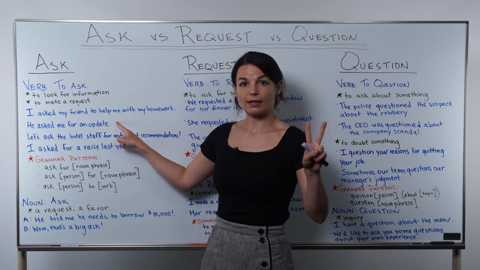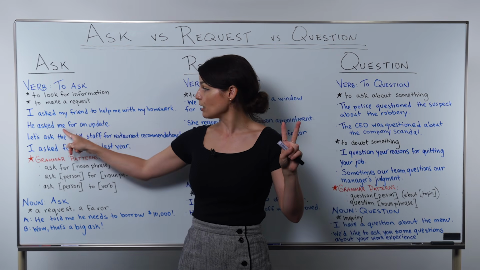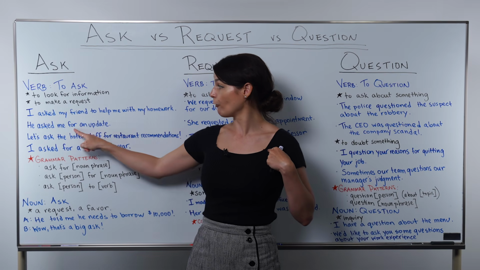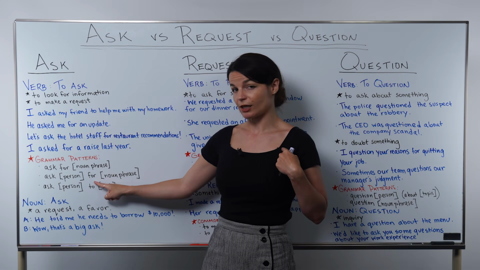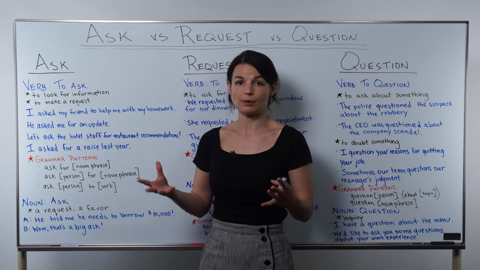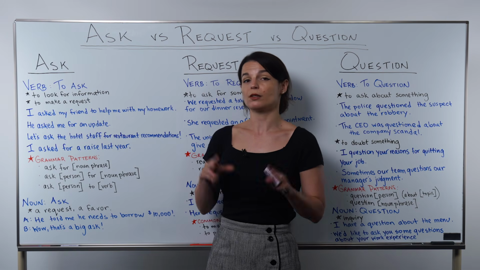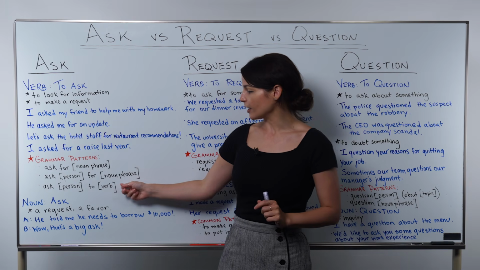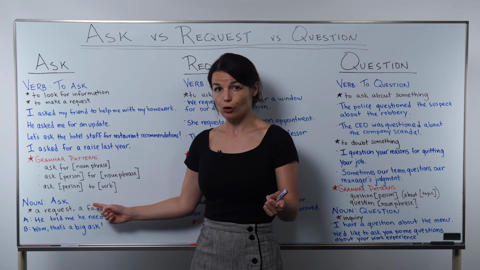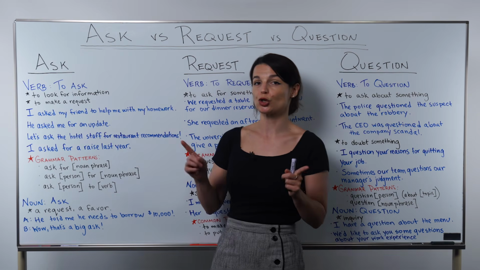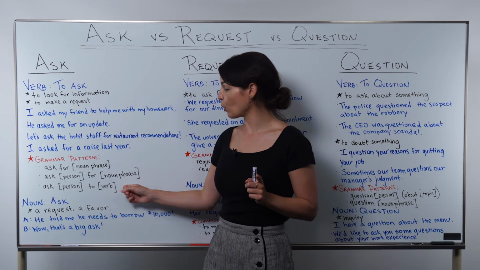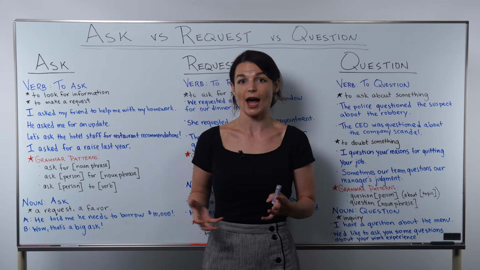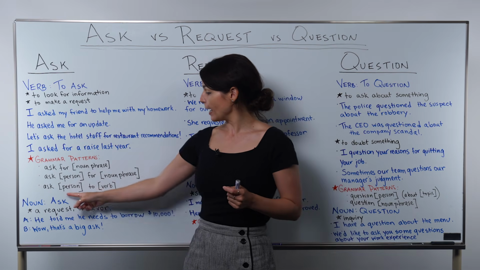The second example sentence also does this. He asked me for an update, right? So asked me, the person, for is the preposition here, and then our noun phrase is the update. He asked me for an update. So this is when you want to get information from someone, okay? The last pattern here is ask person to verb. Ask person to verb. This is when you want to request someone do something. You want someone to take an action of some kind. So ask person to verb.